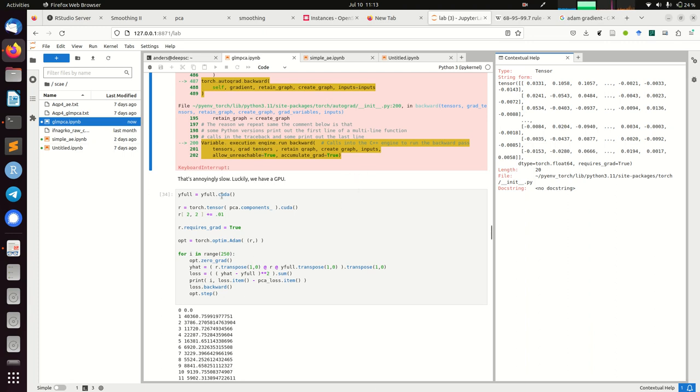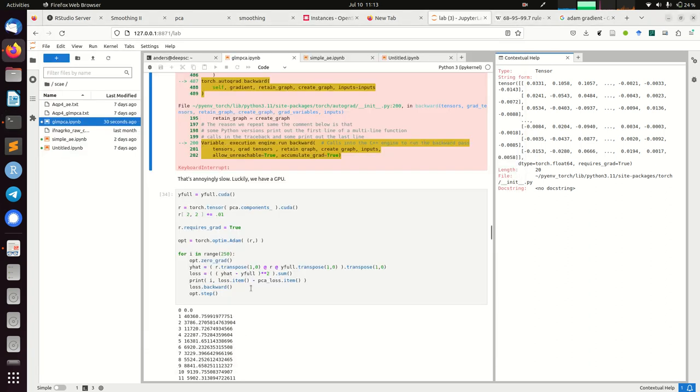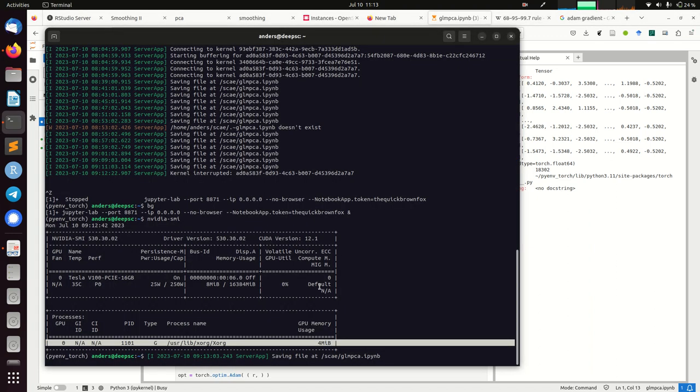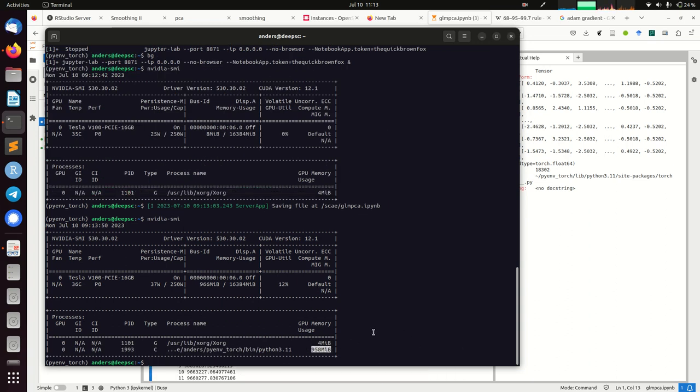So I use the CUDA system. CUDA is a framework to operate GPUs. And by calling the CUDA function, it means move this data from the CPU to the GPU. At the moment, you see the GPU here is empty. It only has a little bit of graphics memory for the actual graphic, which nobody's looking at because the computer is standing in some server room. But now I will tell it to move our data onto this thing. And now if we look here, we see that it has moved 958 megabytes onto the GPU.